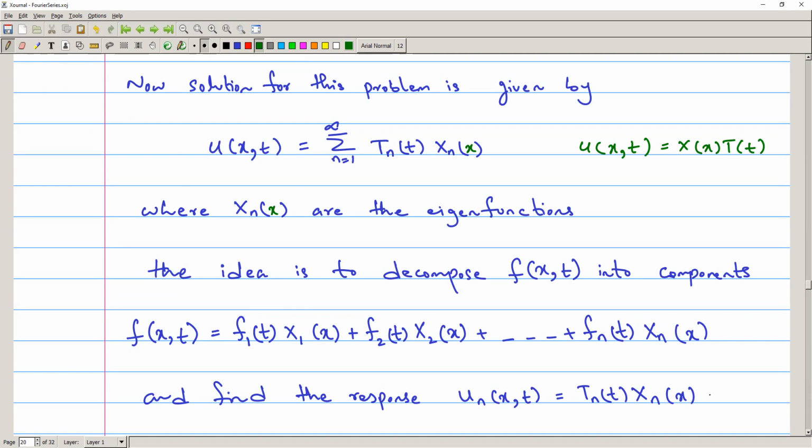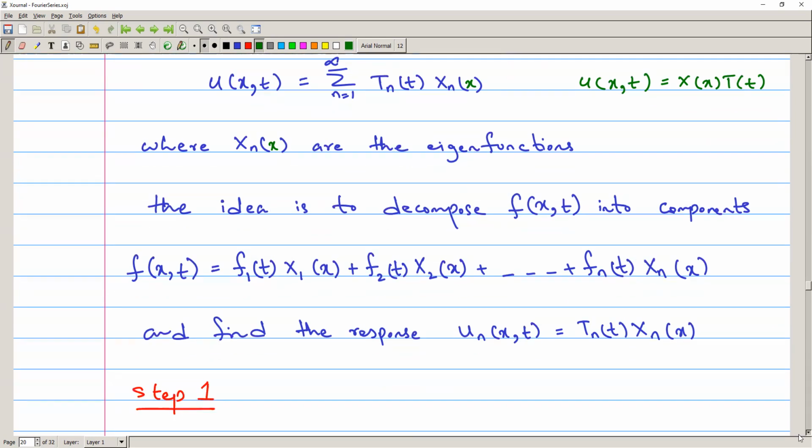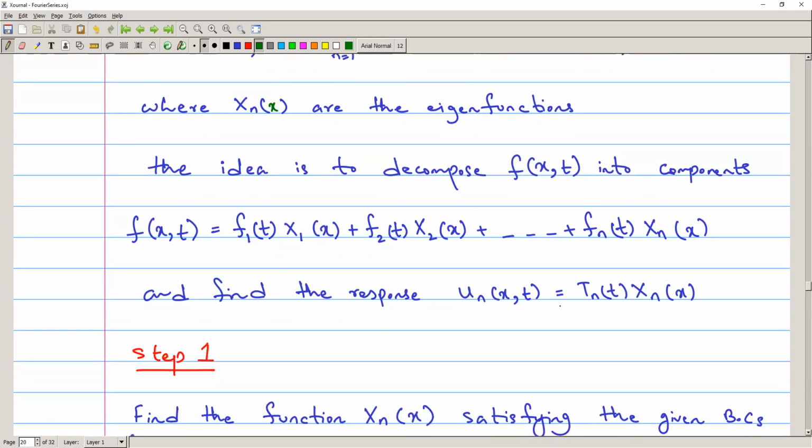So the idea is to decompose the function f of x, t into components, and we can say that f of x, t is equal to f1(t) times X1(x), then f2(t) times X2(x), and so on through fn(t) times Xn(x), right? So we are going to find the response. Then un of x comma t is equal to Tn of t times Xn of x.